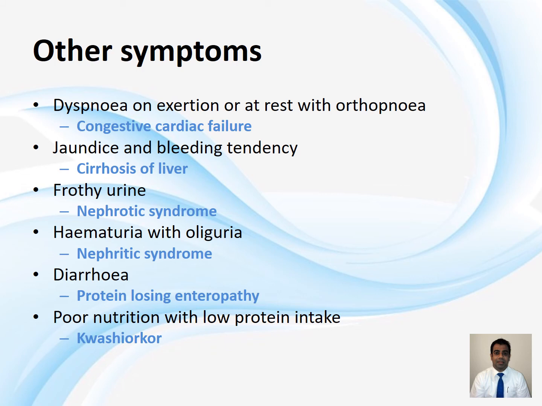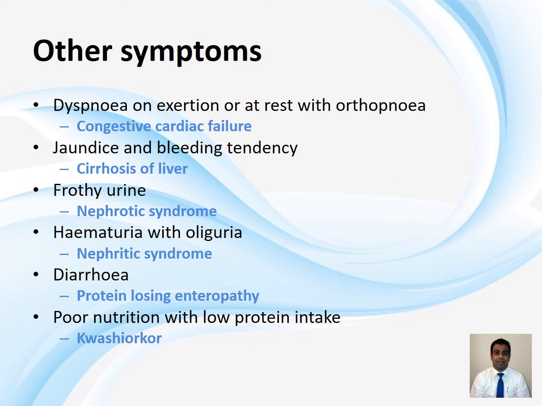Now, the other symptoms that the patient presents with also give you an idea as to the cause of the edema. If the patient with edema also has difficulty in breathing when he exerts himself, or he cannot lie down properly because there is fluid accumulation in the lungs, this would be due to a cardiac problem or congestive cardiac failure. If the patient has jaundice and a bleeding tendency because bilirubin is not removed, this would be due to cirrhosis of the liver or a liver problem. So if there is jaundice with the edema, you need to think of a liver problem.